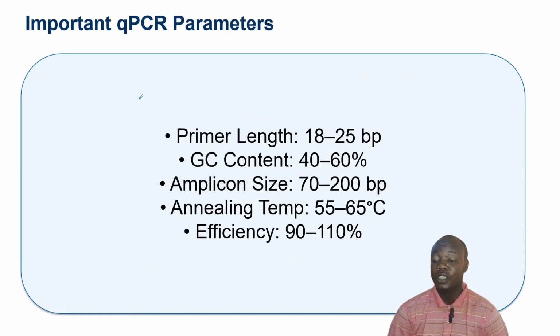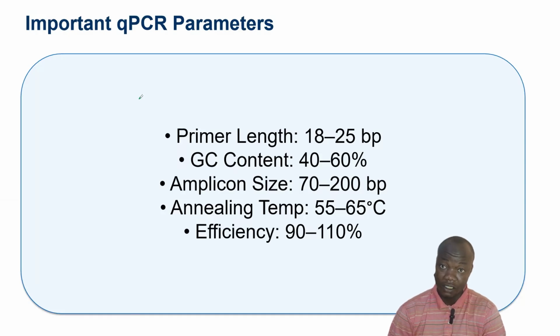So what are the important qPCR parameters? What and what do you need to consider for your qPCR? The primer length should be between 18 to 25 base pairs. If it is above or below that, it is a problem. The GC content should be between 40 to 60%. It should be within this range. It's either 50, 45, 55, all is acceptable. Amplicon size. The amplicon size should be between 70 to 200 base pairs. If it is above this, you may encounter some problems.